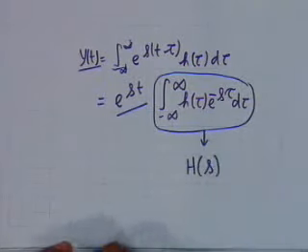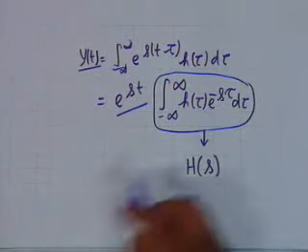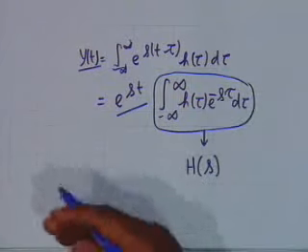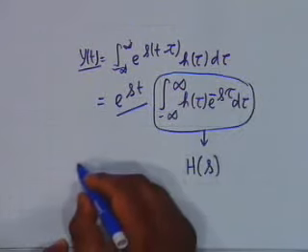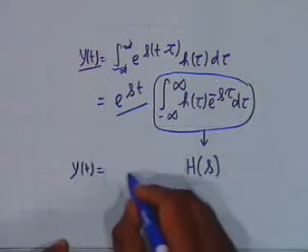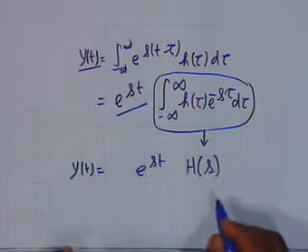Let's call this constant h of s. It is only a function of s. Tau drops out because it's a definite integral. So my y of t becomes equal to e to the st h of s.